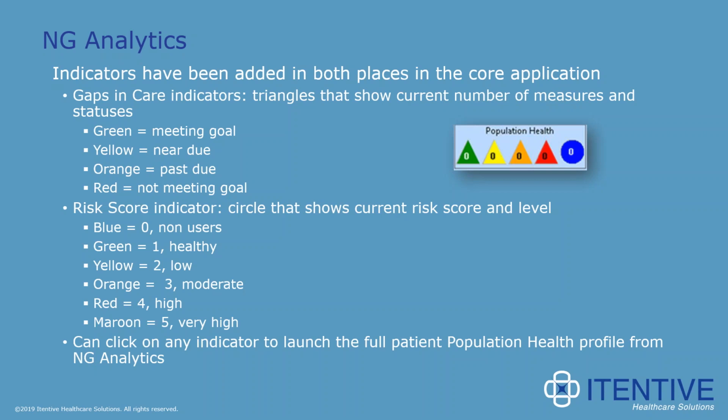Green will be meeting the goal. If it's yellow, it's going to be near due. And then if it's orange, it'll be past due. And red, they're not meeting the goal.